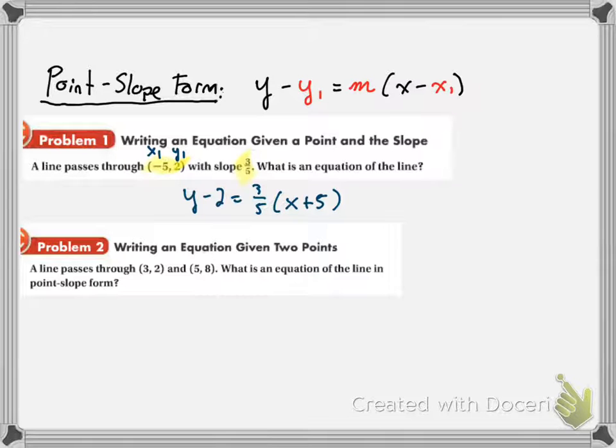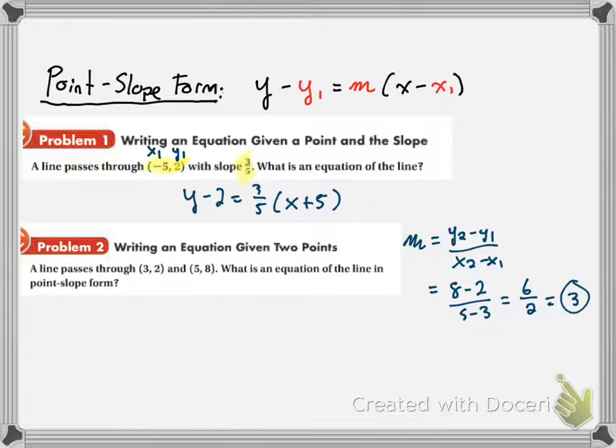Number 2 adds just one small step in the beginning here. Now, instead of just giving me the slope straight out like in the last problem where they gave me 3 over 5, now they just give me 2 points. So they say a line passes through 3, 2, and 5, 8. And again, they want to know what the equation of this line is in point slope form. The only extra step that I would add in a problem like this is I'm going to manually find my slope. So remembering from yesterday, your slope is the change in your y values over the change in your x values. So in this problem specifically, I would do 8 minus 2 over 5 minus 3, which shows me that my slope here is 3.